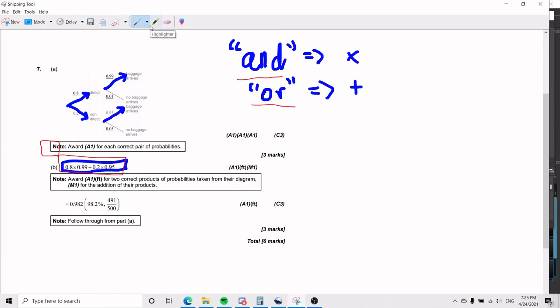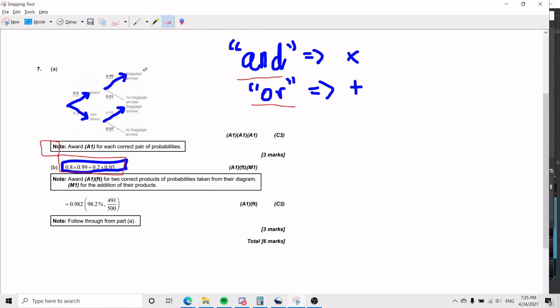Another way to look at the multiplying part is that whenever you have an event that depends on another one, for example, the baggage arriving depends on it being a direct flight, then we will be multiplying, right? Because the baggage doesn't arrive immediately. First, we have to see whether it's a direct flight or not.